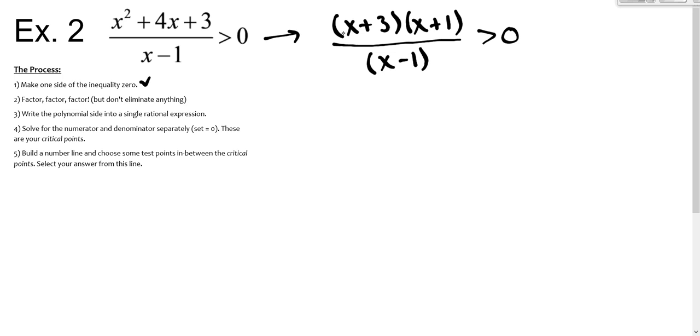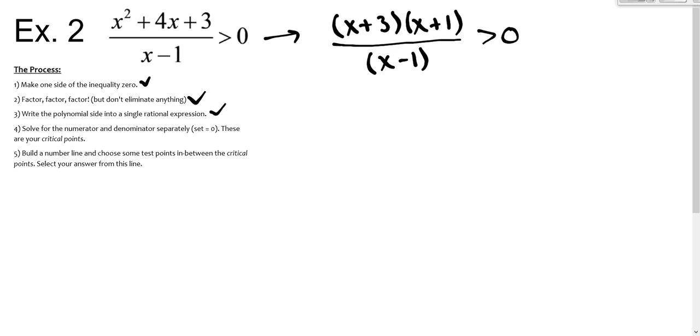So we could check this to make sure that we did the factorization correct. X times x is x squared. 3x plus another 1x gives us 4x, and 3 times 1 is 3. So everything's been factored, okay? Write the polynomial side into a single rational expression. Well, I only have one kind of division bar here, so that's already been done. So next, I need to solve for the numerator and denominator.